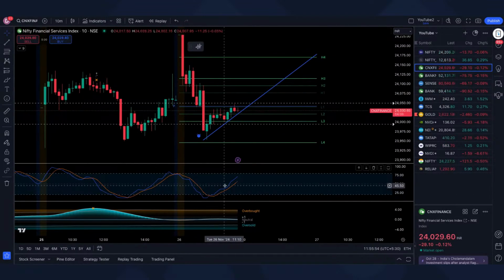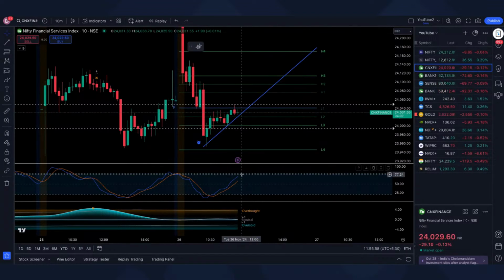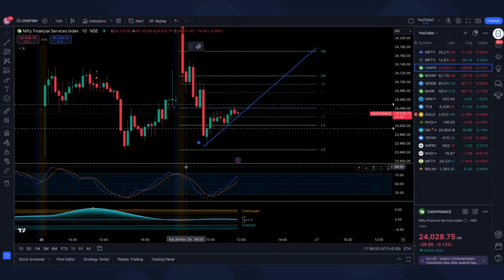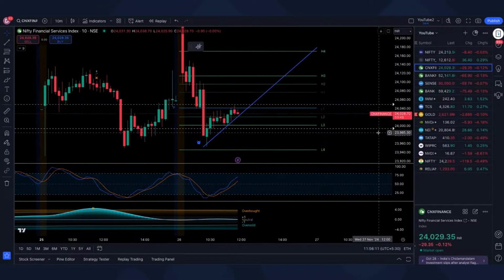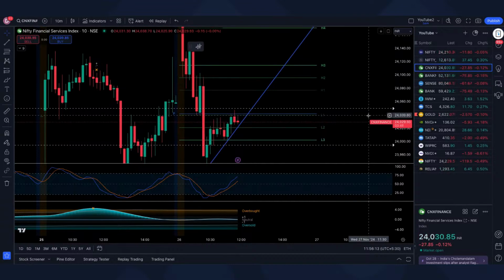So stochastic is actually showing a bit of an upward trend, and it has to reach the top to see any kind of reversal. We'll have to wait for some time. So right now the reversal took place around this area, which is about 10:20 time, and the reversal started from here. Right now it is still bullish, and we will see what is happening.